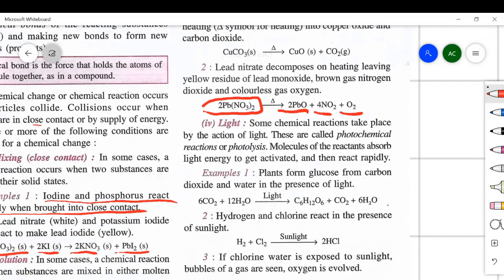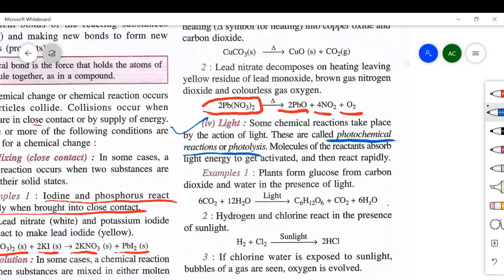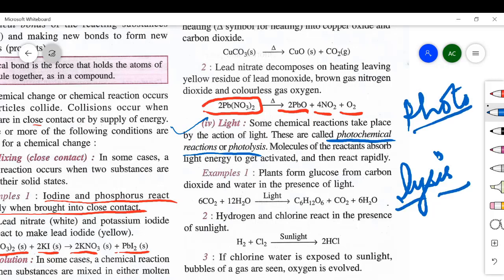Now we'll see the other important factor for the chemical reaction to occur is light. Some chemical reactions take place by the action of light, and they are called photochemical reactions or photolysis. Lysis means breaking down. Breaking down in the presence of photo. Photo means light, and lysis means breaking. So when breaking happens in the presence of light, it is photolysis.